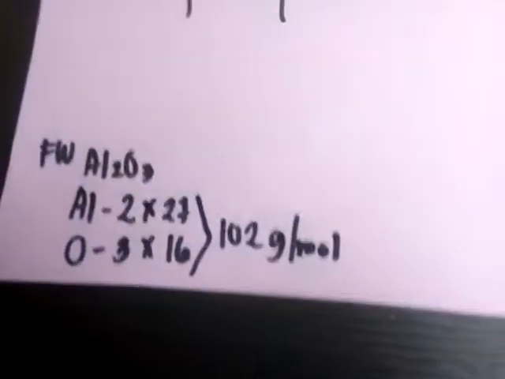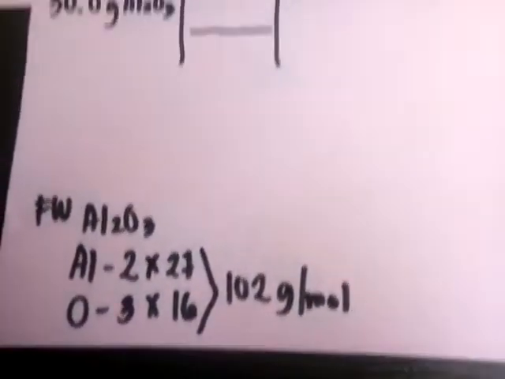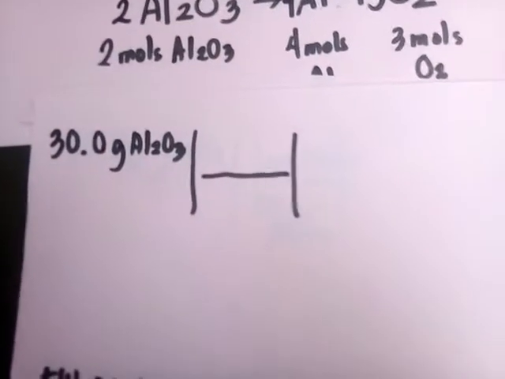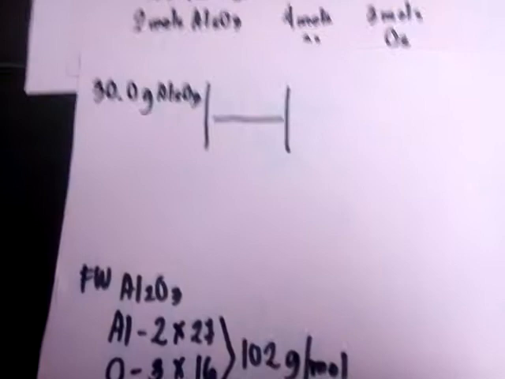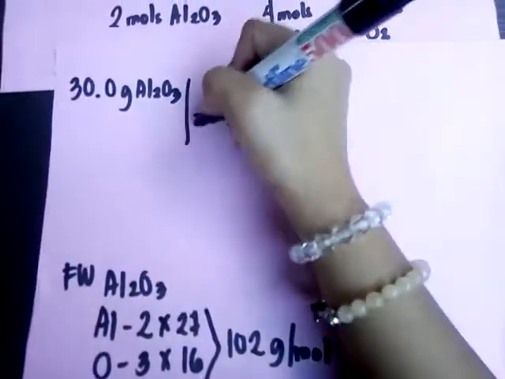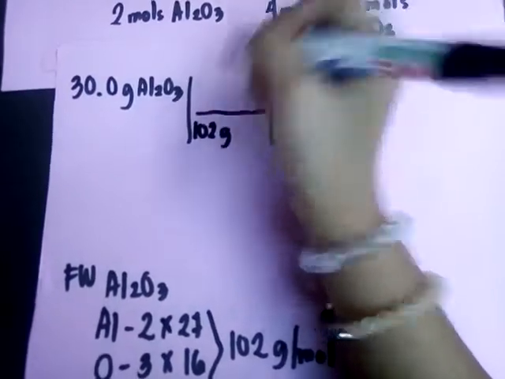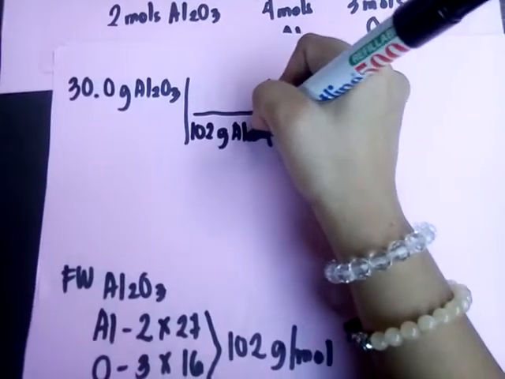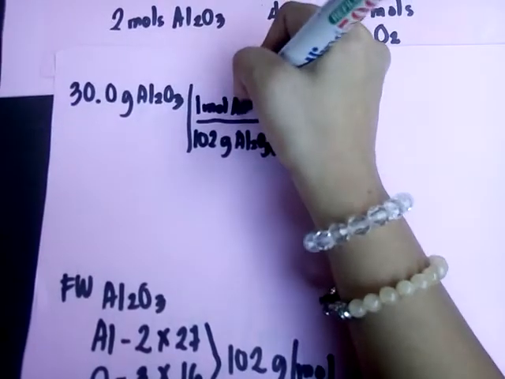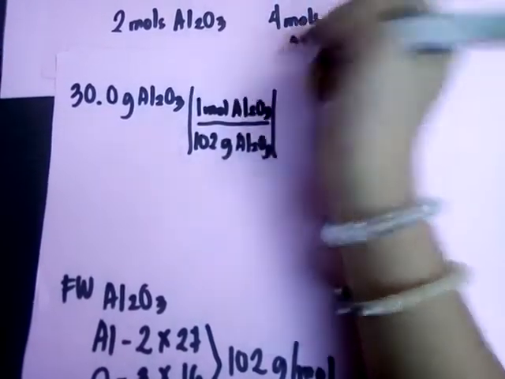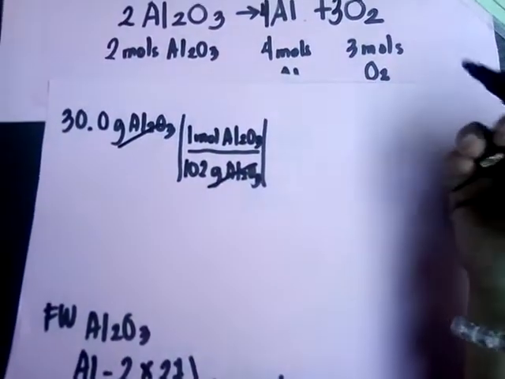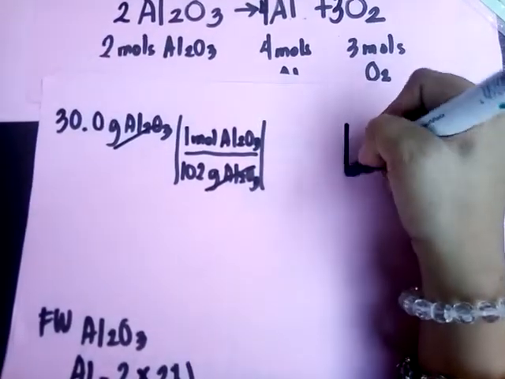Alright, so since we have the formula mass, we're now ready to make that as our conversion factor. So what will you put in the denominator? Yes, 102. 102 grams of Al2O3 is to 1 mole of Al2O3. Alright, so we can cancel grams. Since our unit is already in moles, we can now input our mole ratio.